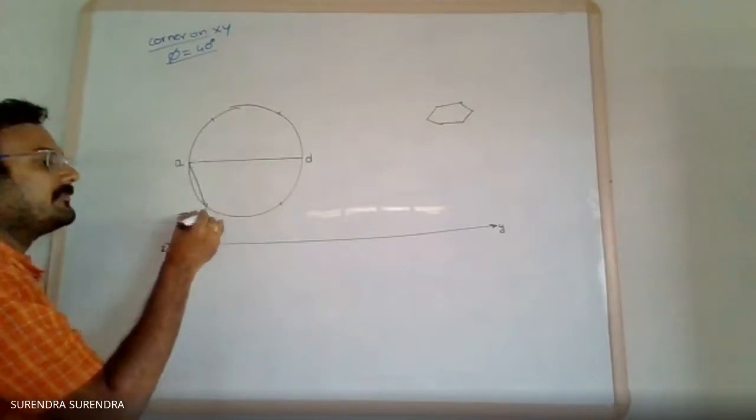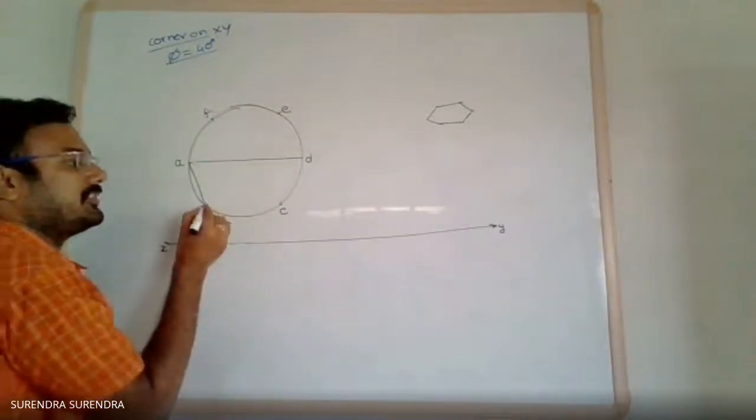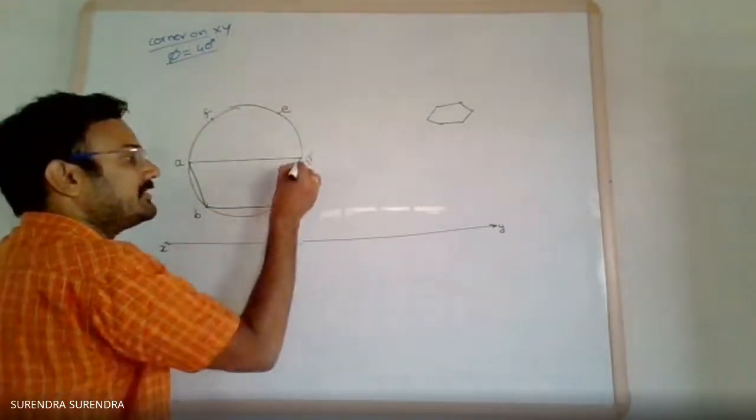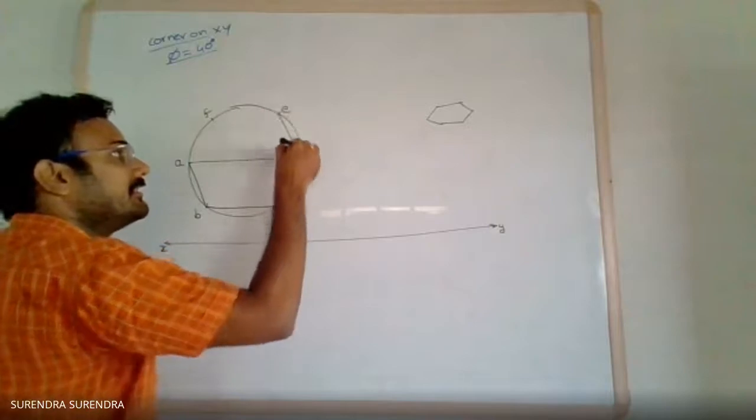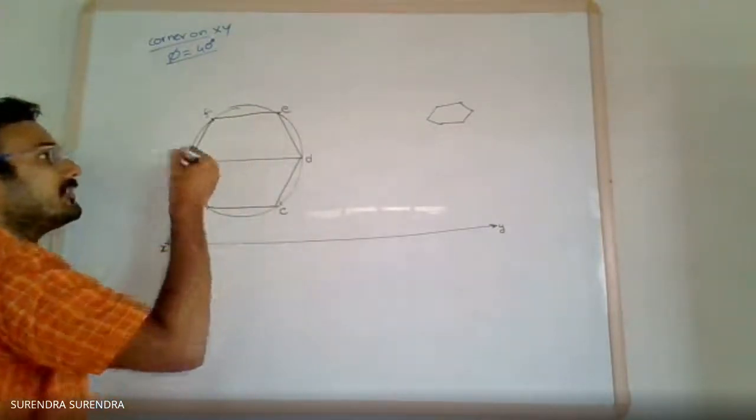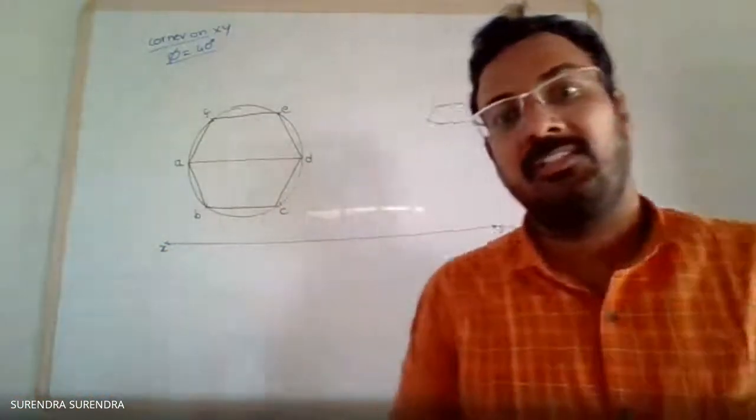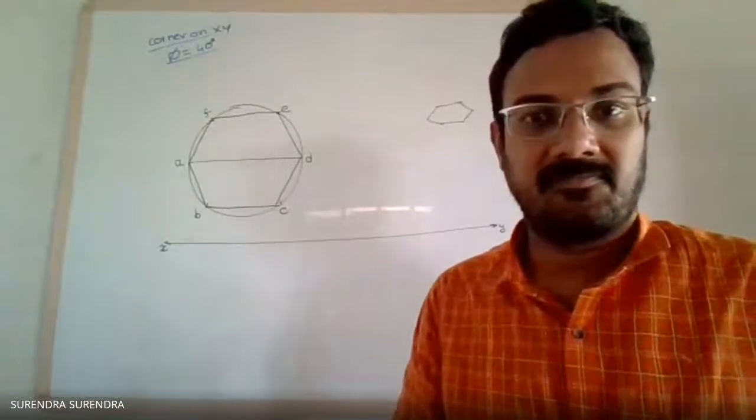Let these be B, C, D, E, F. Join AB, BC, CD, DE, EF, and FA. A simple method for drawing a hexagon.